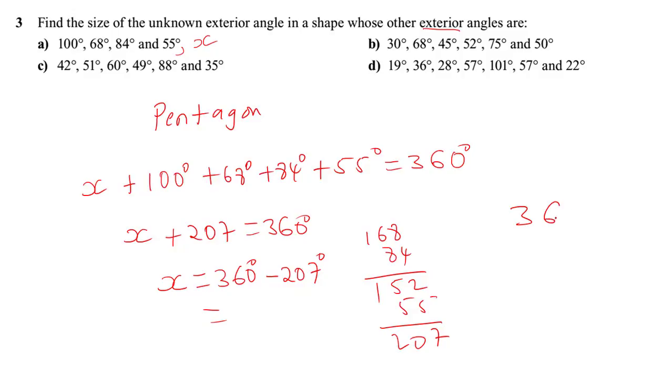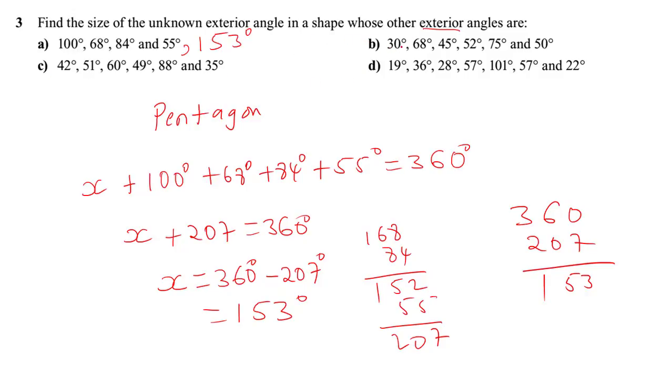So I've got 360, take away 207. Okay, that's going to be 3 there. I borrowed 1 from there, so I've got 5 and I've got 1. So the answer is 153. That's what the missing one is. So in this one, the missing one is going to be 153 degrees. Now, I would like you to pause the video now and try B, C, and D.